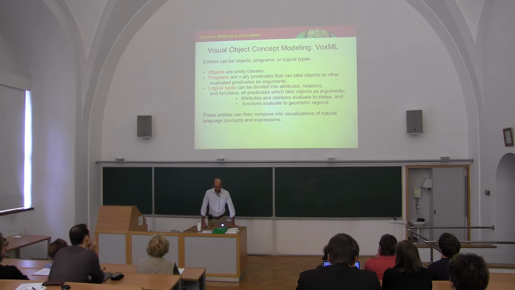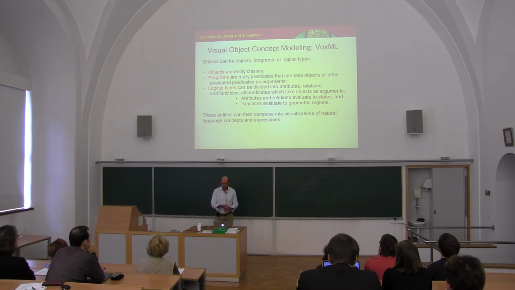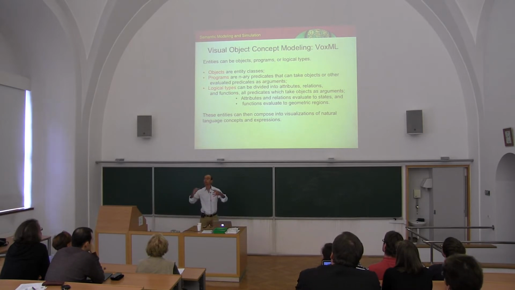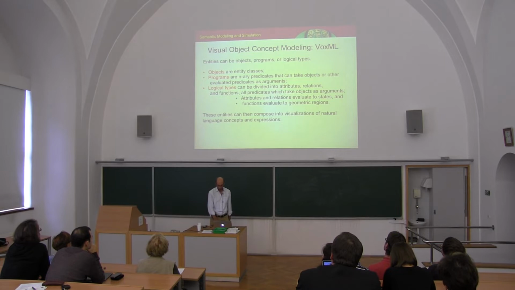Verbs are going to be programs. They're going to be n-ary predicates that take objects and other evaluated predicates as arguments. Logical types, you're going to have attributes, relations, functions. They're all going to be predicates which take objects as arguments. And we'll talk a little bit about how they evaluate the states, and functions evaluate the geometric regions. So these entities then have a compositional logic of themselves. VoxML will have a compositional semantics by virtue of its type structure, which will create the composition of a scene, and that's going to be called habitat composition. That's going to be from language to a visual representation, composed by types.